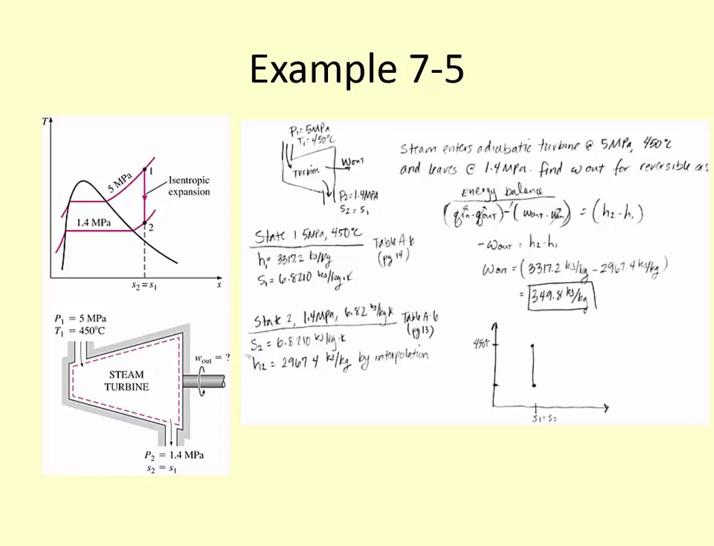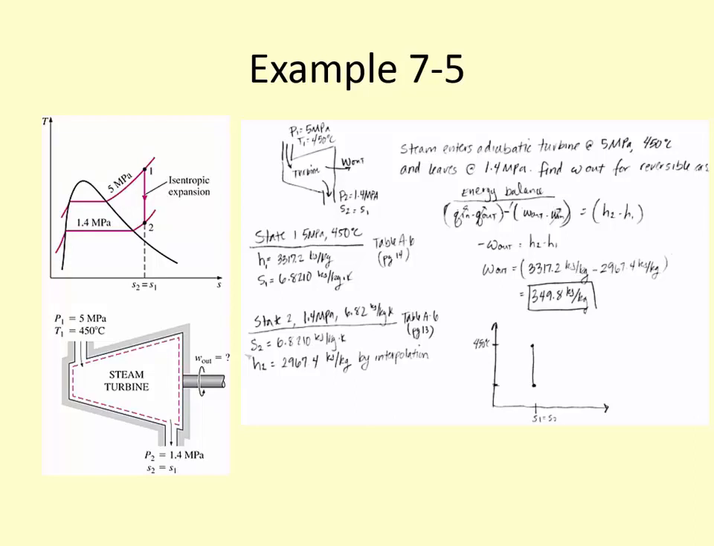So let's look on the superheated table at 1.4 megapascals. What's the lowest entropy on the table? Okay, 6.4675. If that number were higher than this value, we would know that we're not superheated anymore. But because this value is still within the superheated range at 1.4 megapascals, we know we're still in table A6. We're still in a superheated state.